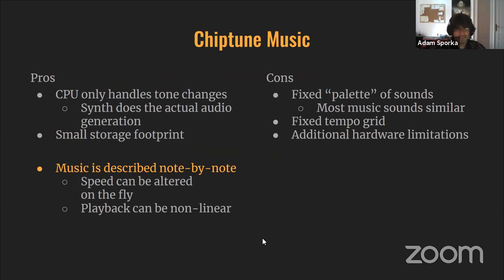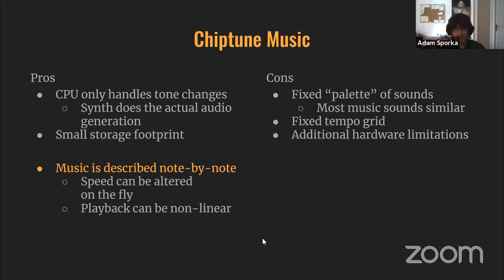So yeah, the pros of chiptune music is that the CPU only handles the tone changes. Then the synthesizer does the actual audio generation. It's not the CPU that does any signal whatsoever. So there is definitely a small storage footprint, which is good. It was very important when you had a computer which had, let's say, 64 kilobytes of RAM. That's exactly what you needed. A small footprint, really.